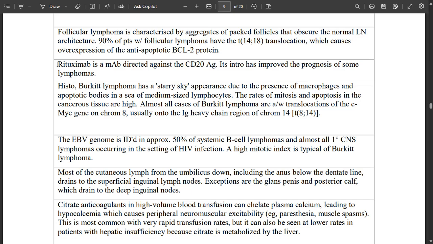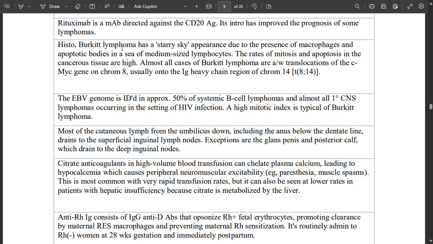Rituximab is a monoclonal antibody against the CD20 antigen. Its introduction has improved the prognosis of some lymphomas. So rituximab is one of the most highlighted drugs. It is even used in some kidney-related disorders.